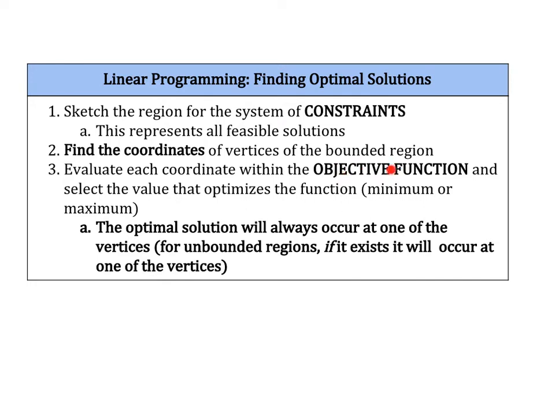So typically, objective functions will be something like a profit function, so you'll want to find the maximum value, or maybe it'll be like a cost function, so you'd want to find the minimum value. So the optimal solutions for the objective function will always occur at one of the vertices, unless you have an unbounded region, in which case you might not have an optimal solution. But if it does exist, it will occur at one of the vertices.